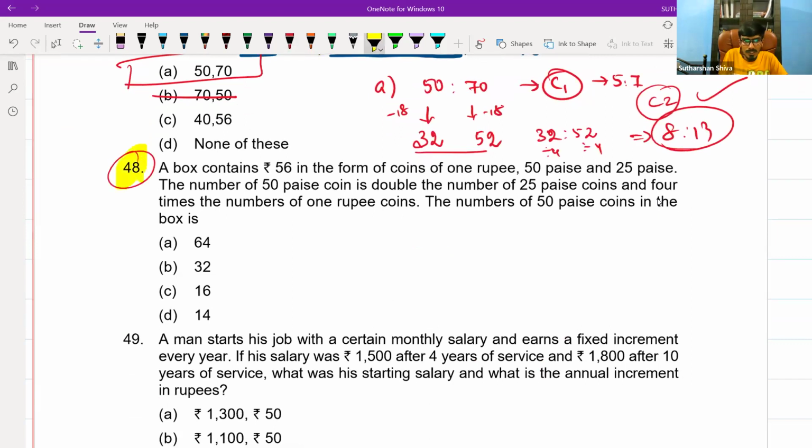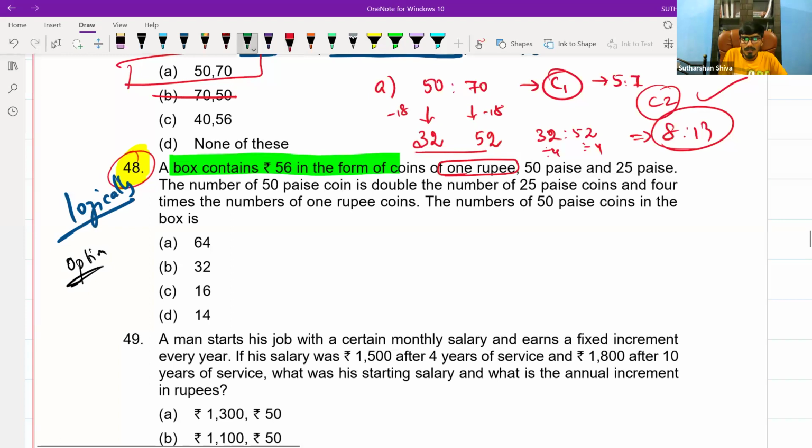Interesting question, tricky question. We can do it logically. Logically, we will go with option checking, that is the reversal process. Read the question carefully. A box contains 56 rupees in the form of 1 rupee, 50 paise, and 25 paise coins. If I write it, it is 1, 0.5, then 0.25. These are the 3 coins.